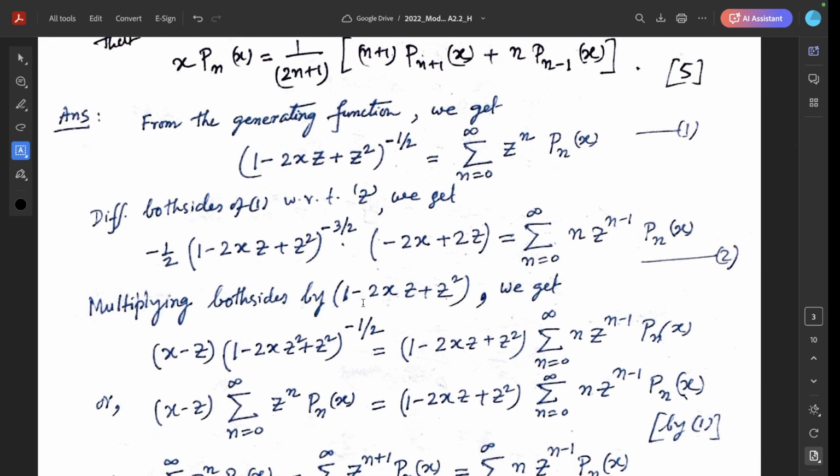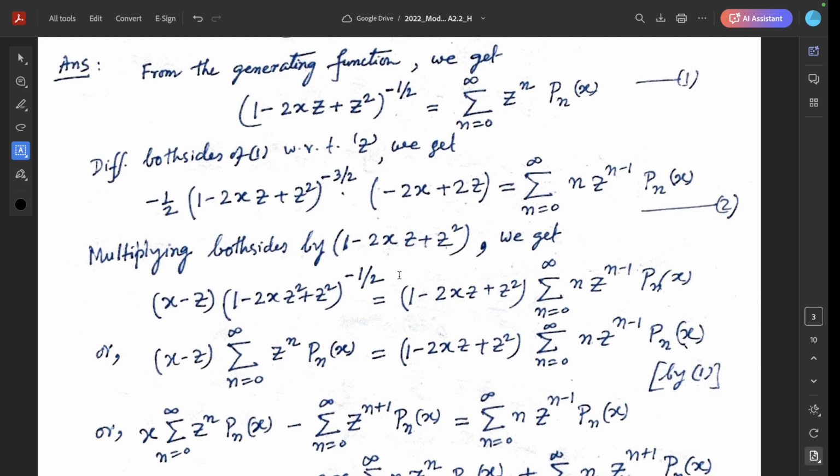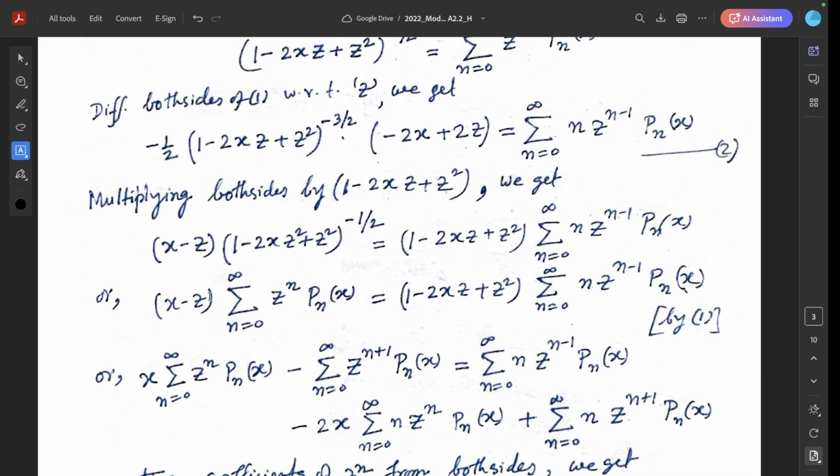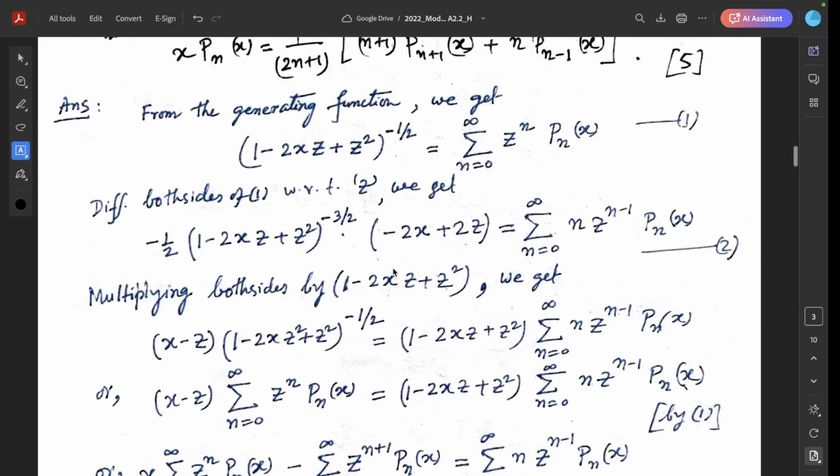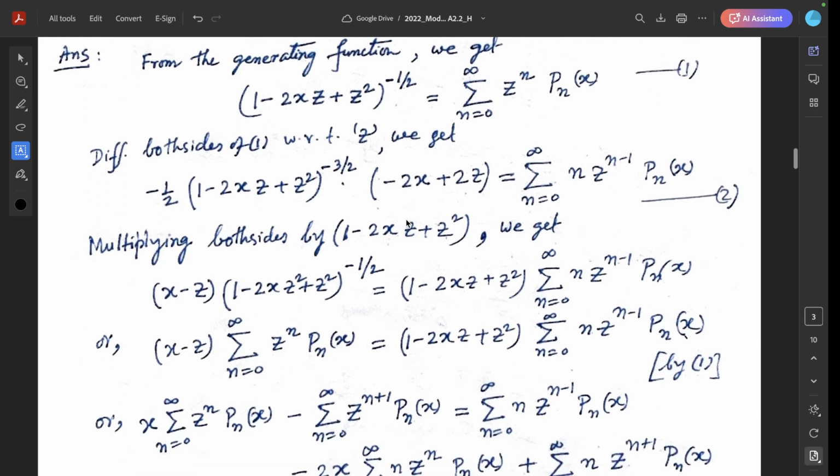Multiplying both sides by 1 minus 2xz plus z square, and we get this. So we get this x minus z, and this summation by 1, and this half equal to this summation z to the power n P n of x. So this equal to summation z to the power n P n of x, and this equal to this.